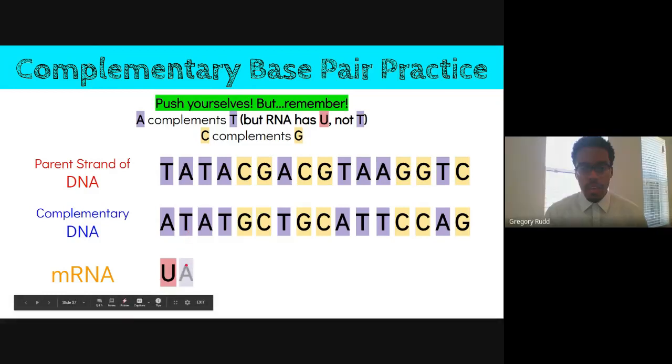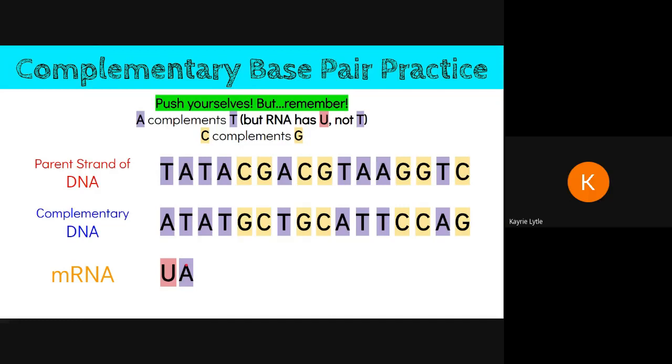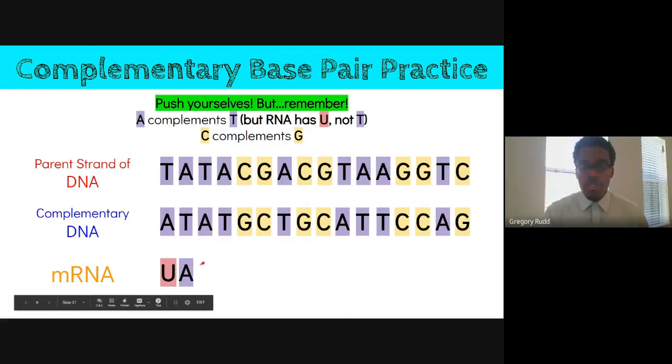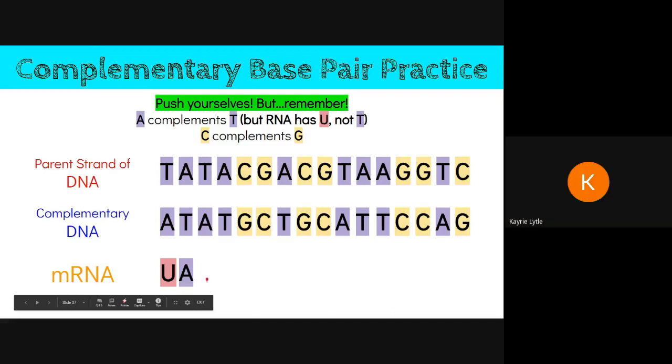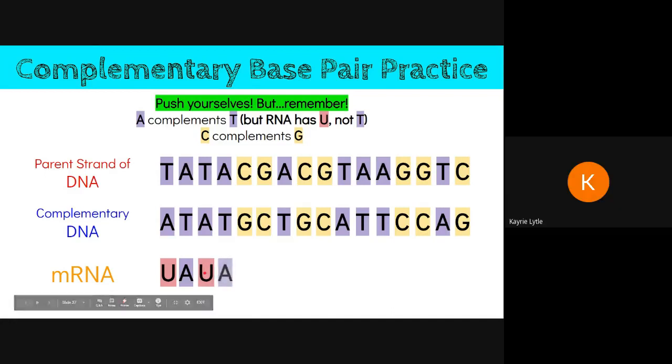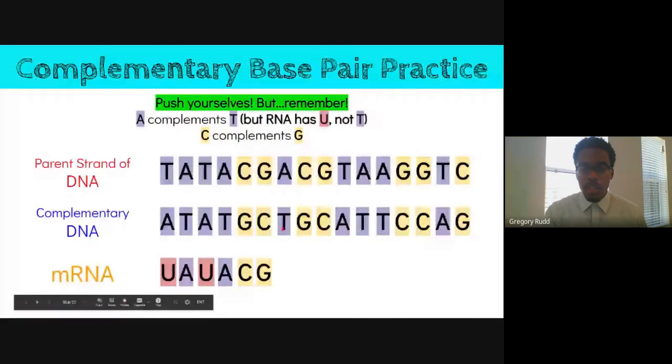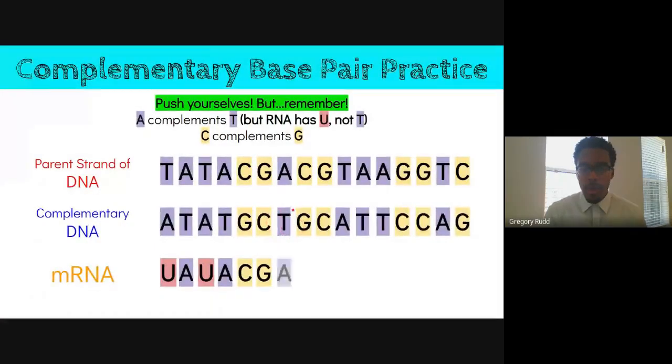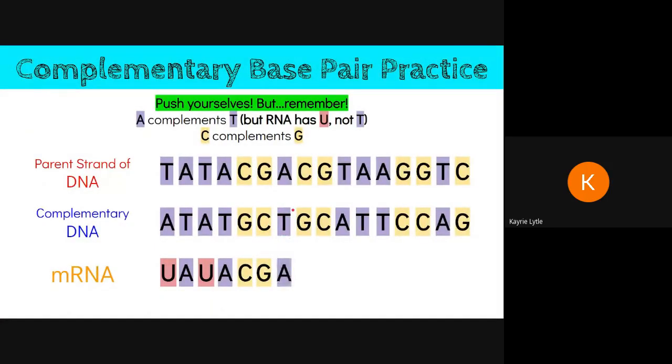A. An A. A T. Okay, so if this were DNA, then yes, I would put a T here, but this is RNA. Oh, a U. So I need to put a U. A. A C. G. U. Okay, so remember T complement. What is T complemented by? A. Yeah. That's confusing.